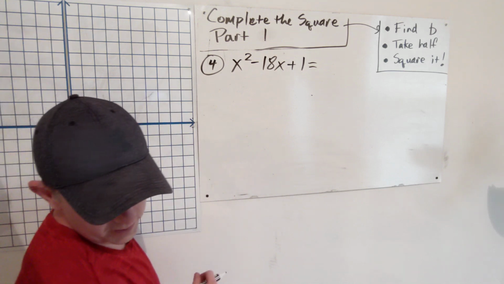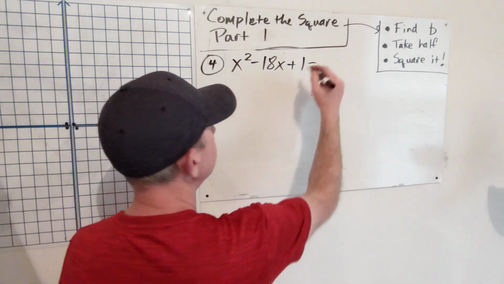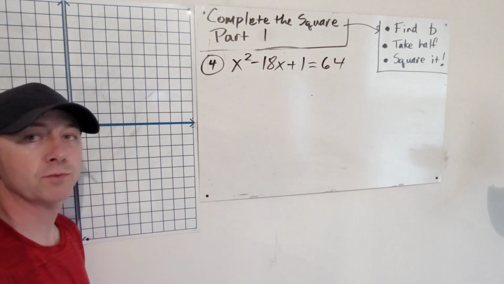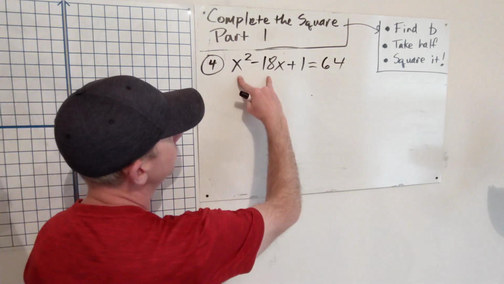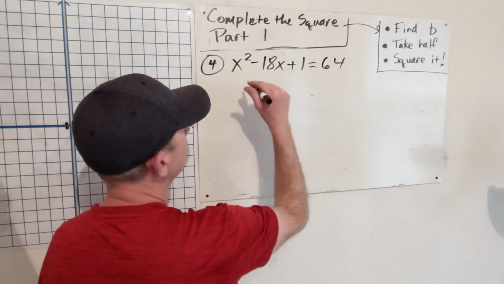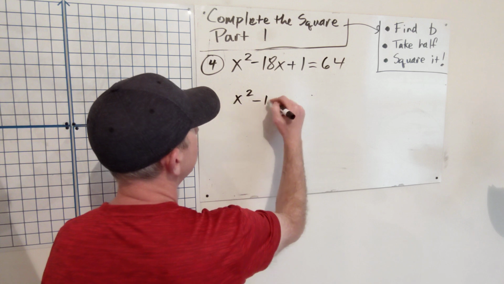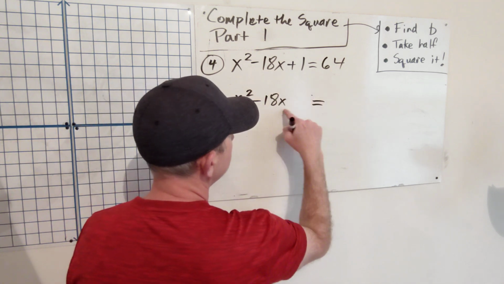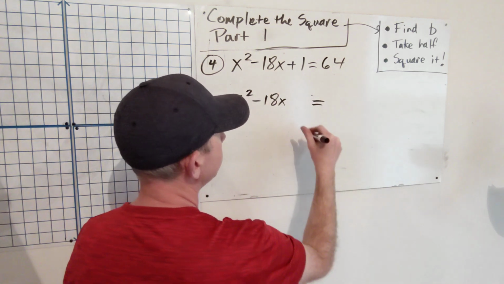For number 4, then we have equals 64. All right, so this one's a little bit different because we don't just have 2 terms here. I know 64 is a perfect square, but to do completing the square, we need just x squared minus 18x, fill in the blank, equals something.